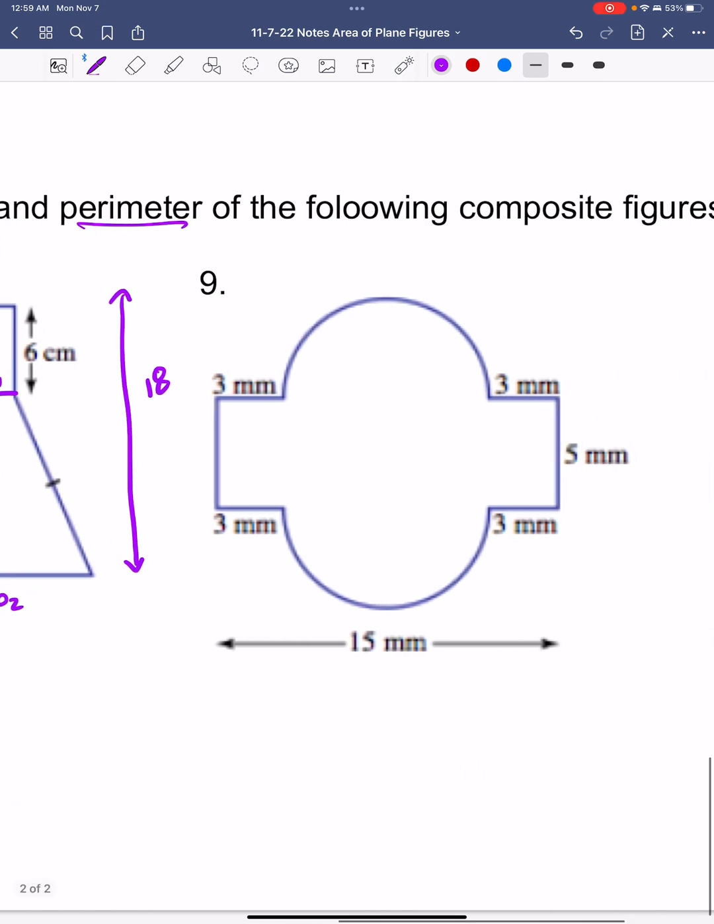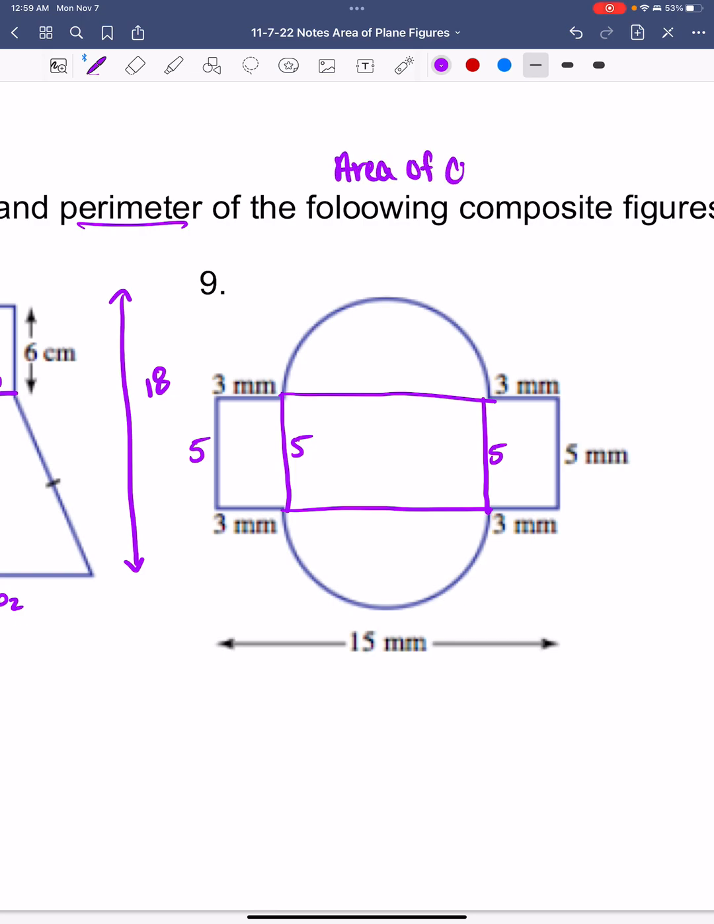Now, the very last one, same exact thing. Take what you know. Make it into figures you know. This is going to be 5, 5, 5. Okay, I see 2 half circles, so just remember, guys, recall: area of a circle is going to equal 2 pi r squared.